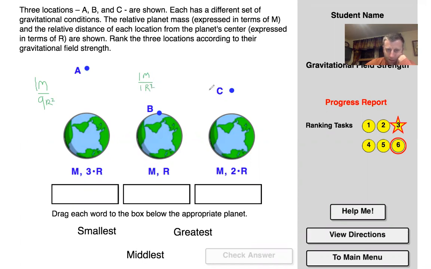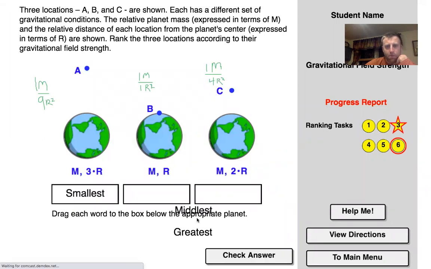And this one is an m in the top, 1m, and a 4, right? If I square this, it's 4r squared in the bottom. So I'm comparing just the coefficient in front. Basically, this is 1/4, this is 1, this is 1/9. Obviously this is the smallest, 1/9. The middle one would be this 1/4, and the greatest is 1.